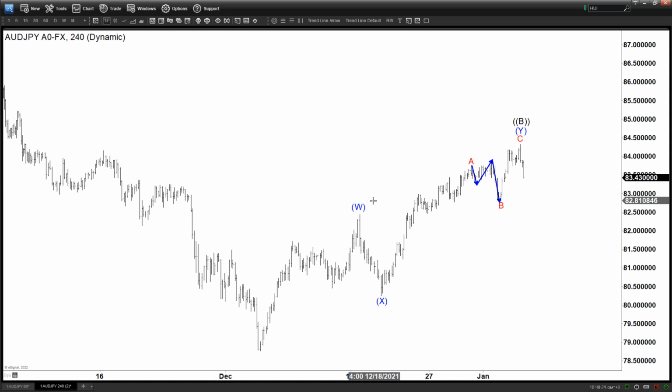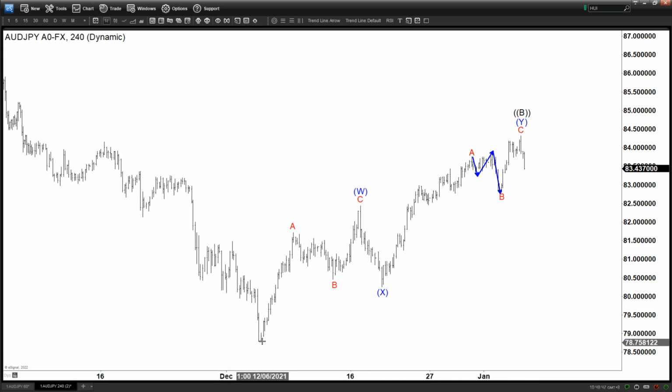Okay. And if this is W, then it has to be three waves subdivision. And you can see this looks like an impulse. This looks like an impulse. So this has to be your A. This has to be your B. This has to be your C. And of course, that means this is in the form of WXY ending B. So that means this has to be your A.